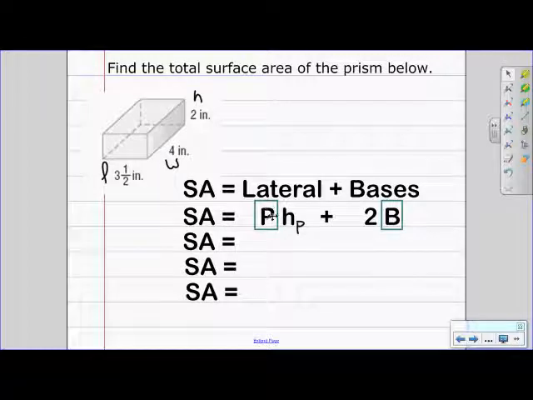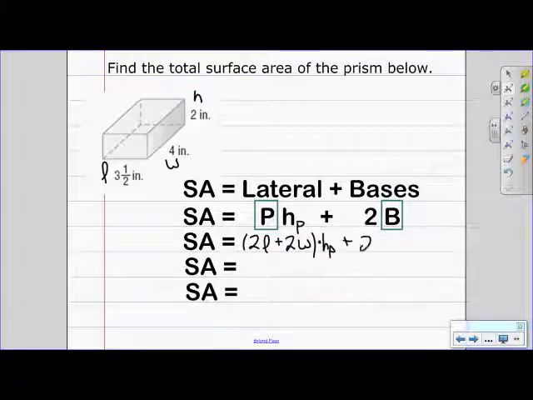So again, big P and big B mean a formula within a formula, so I need to replace those. The perimeter of a rectangle is 2 times the length plus 2 times the width, and then of course that's going to be times the height of the prism. And then for a big B, the area of a rectangle is length times width. Okay, so now I'm ready to substitute.